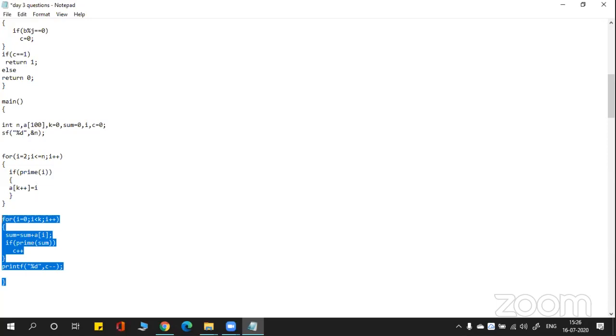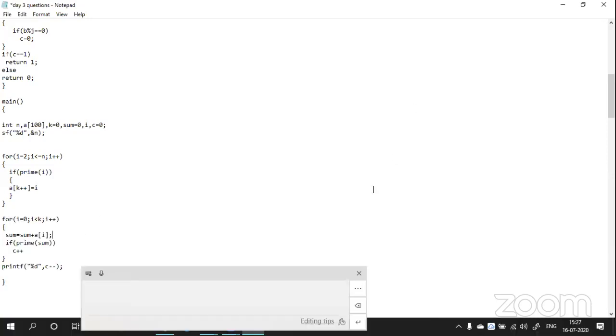Still this program will not give us the correct output. What are we missing here? Still we should include something in this. She's just telling if we give n as 3, it will give us output as 1. That should not happen. So check, will it give us output as 1?